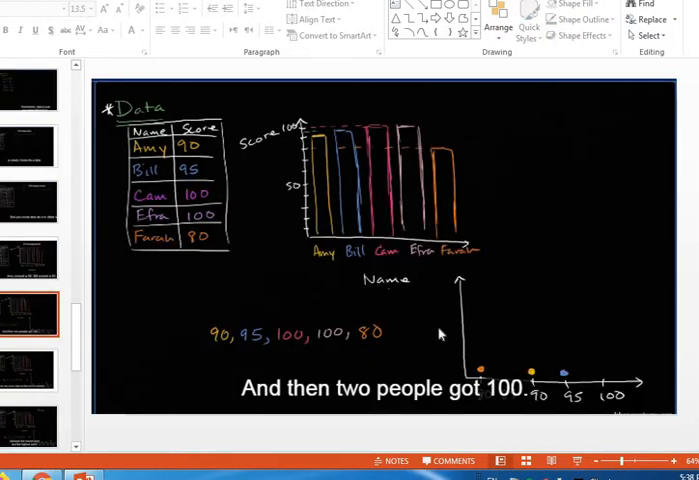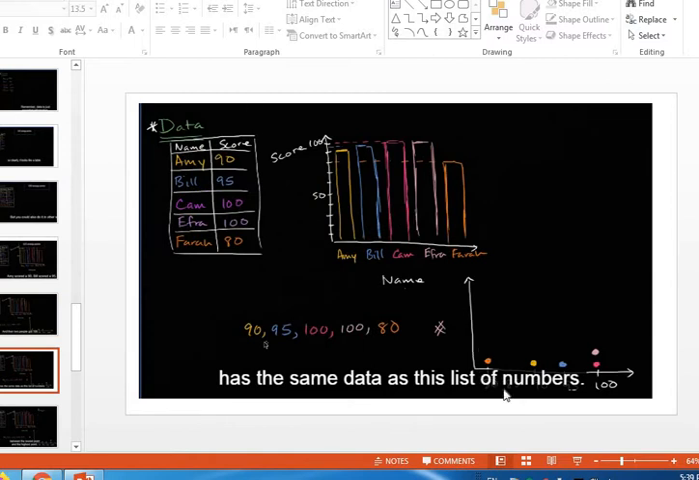We can also represent data by the dot plot graph. In this dot plot graph we write their scores instead of people. Here I have to write the scores: 90, 95, 100, 100 and 80. So I write from the least: 80, 85, 90, 95 and 100. It will represent not the students, but the scores of the students.